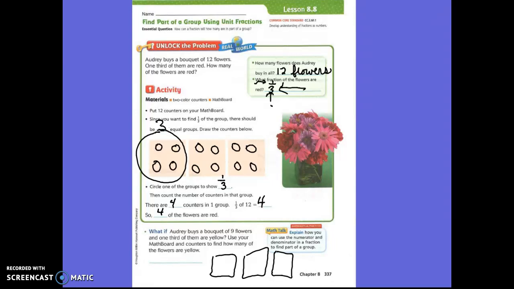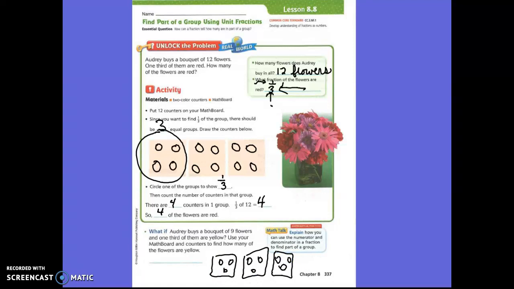Okay, now, you have 9 flowers, we said. When we said it up here you had 12, we put 1 in each group until we got to 12. But this time she bought 9, so we're going to put 1 in each group until we get to 9. So let's do that. 1 in each group. 1, 2, 3, 4, 5, 6, 7, 8, 9.